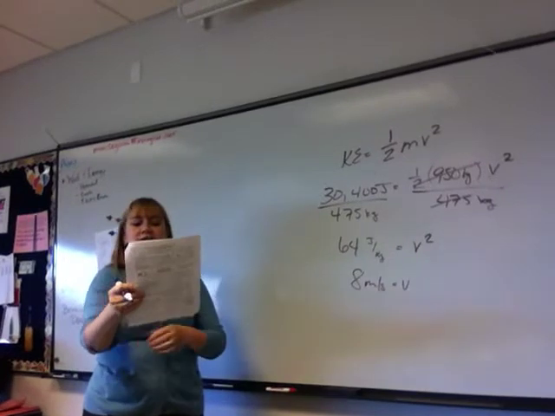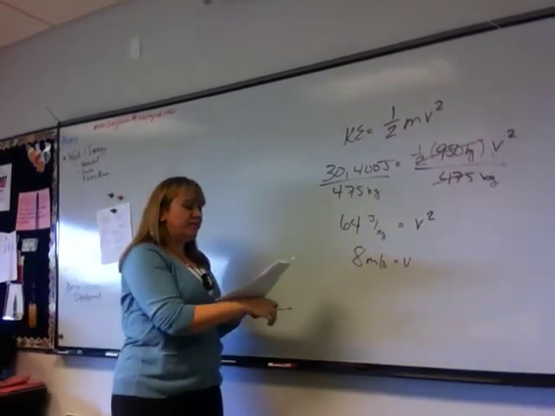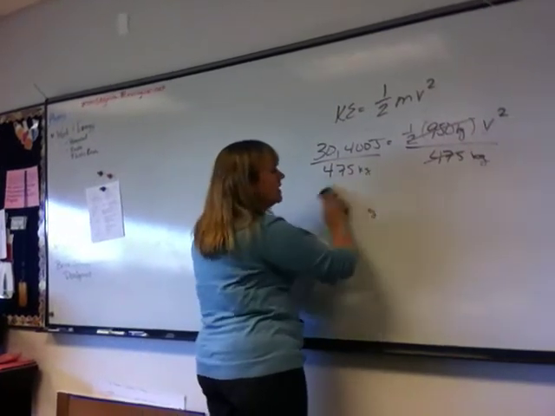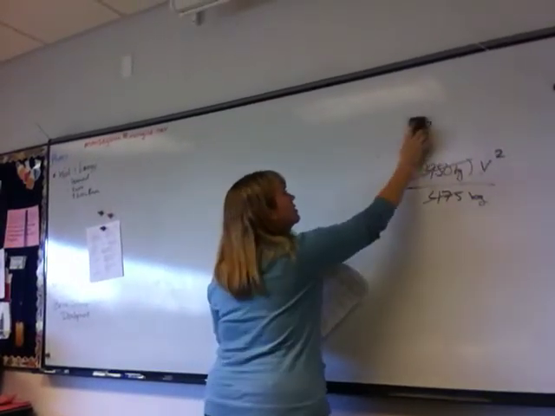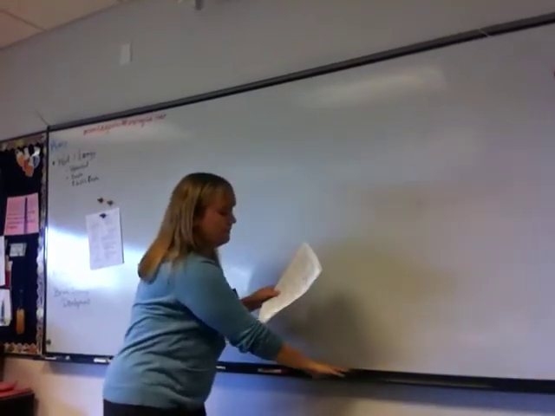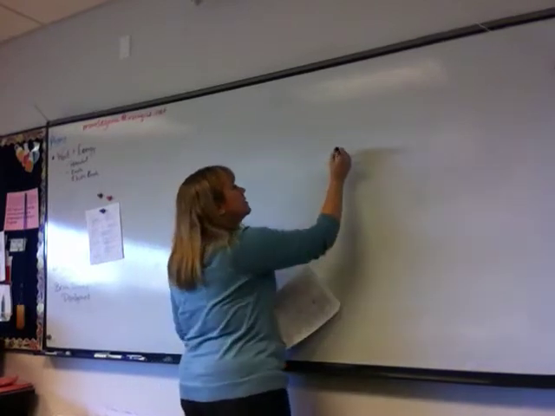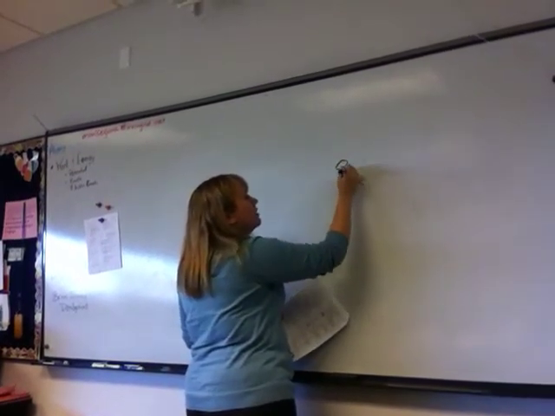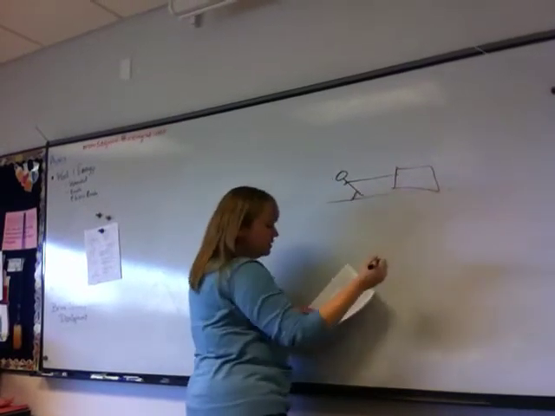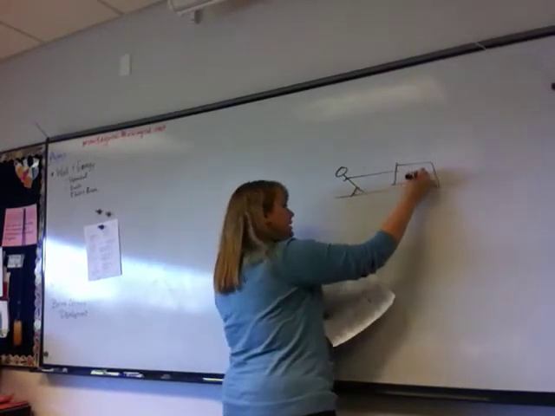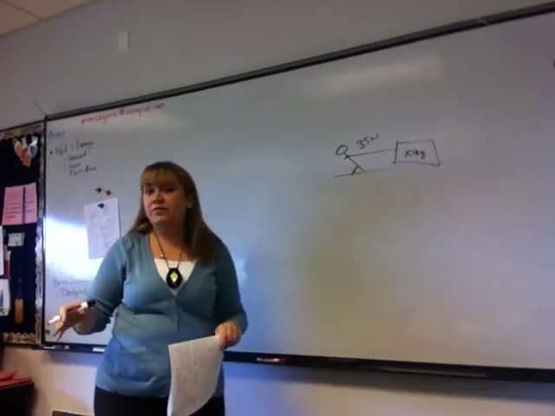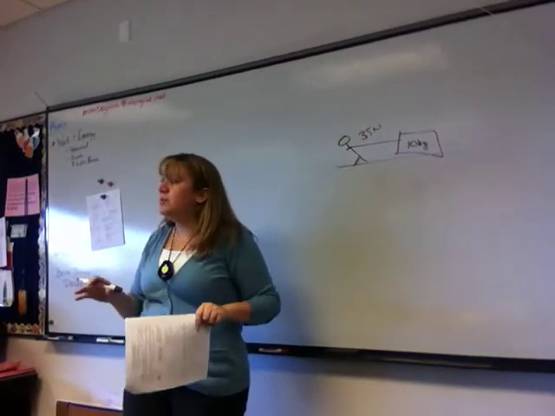All right. Number 4. 6.5 meters. How much work did Slim Jim do? Did he do any work? Yes, he did work. Yes, because he pulled it. All right. So if we have the box right here, the box weighs 10 kilograms and he's pulling with 35 newtons. Here's how you know he did work. All right, what is the formula for work?